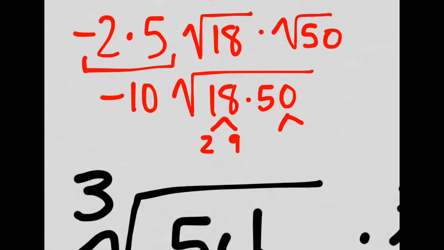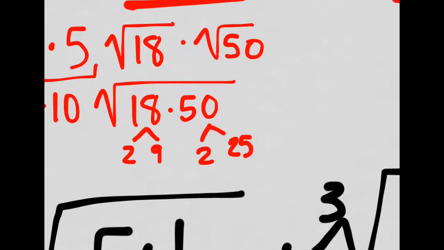Remember, your perfect squares are 1, 2, 4, 9, 16, 25. 2 times 25 would give you, is that going to go? Okay, 2 times 25 is going to give you 50.